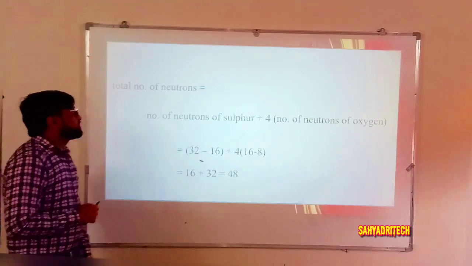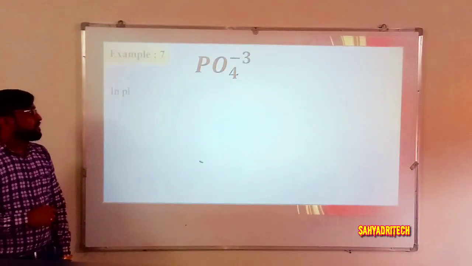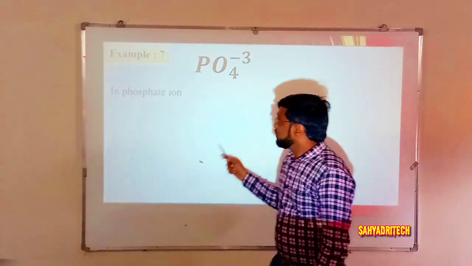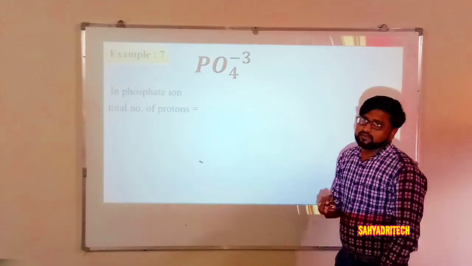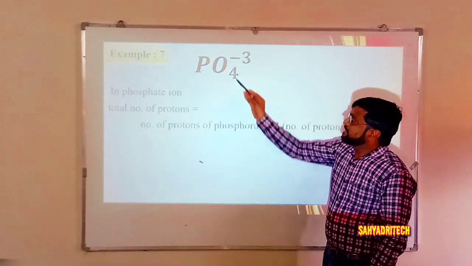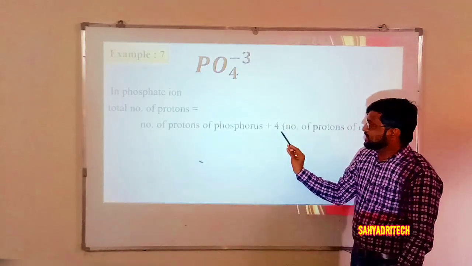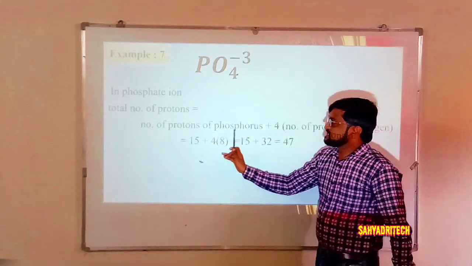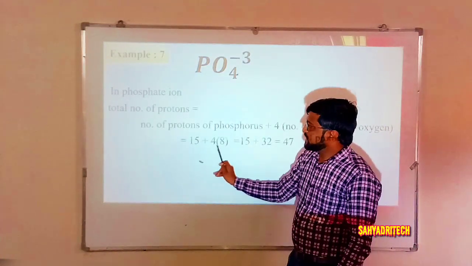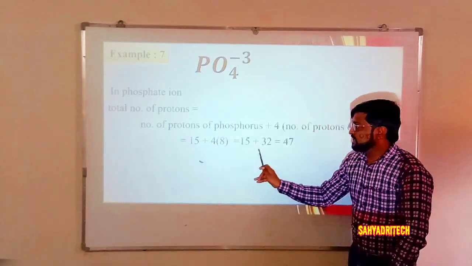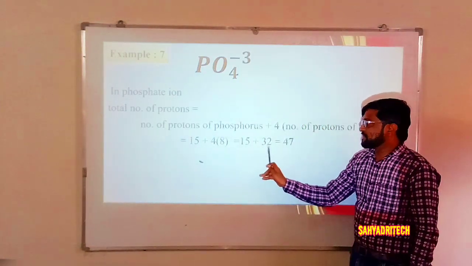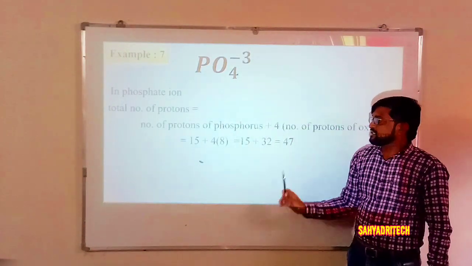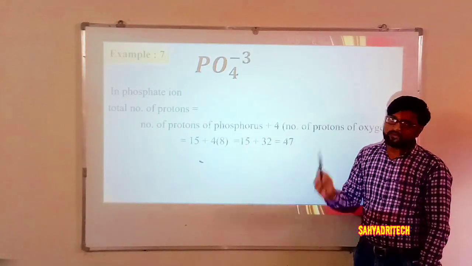Okay, well, coming to the last example, phosphate ion, PO4 3 minus. Total number of protons is the number of protons of phosphorus plus 4 into the number of protons of oxygen. Here phosphorus has atomic number 15, so 15 plus 4 into 8. 4 times 8 is 32, so 15 plus 32, answer 47. So I can say a molecule of phosphate ion has 47 protons in total.